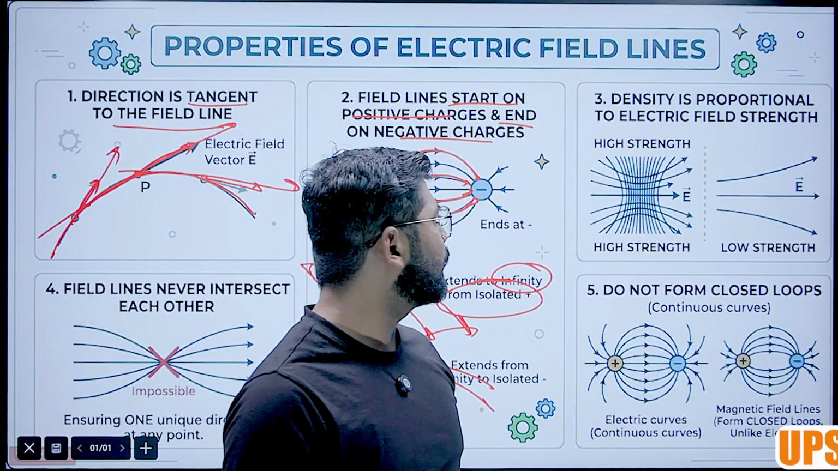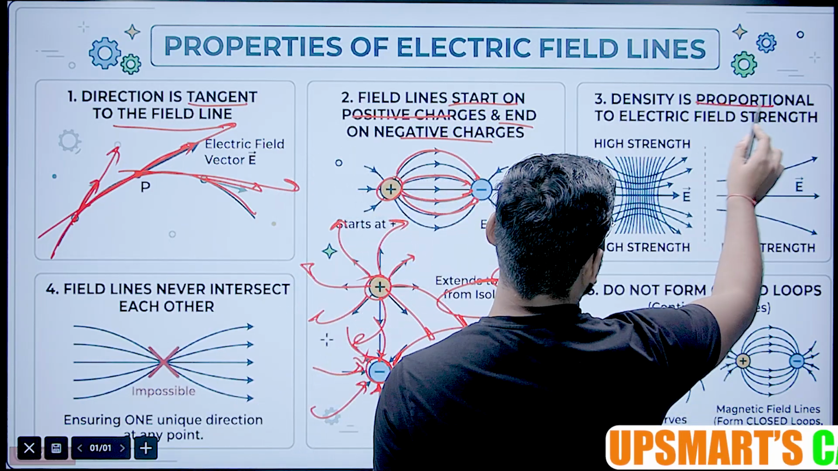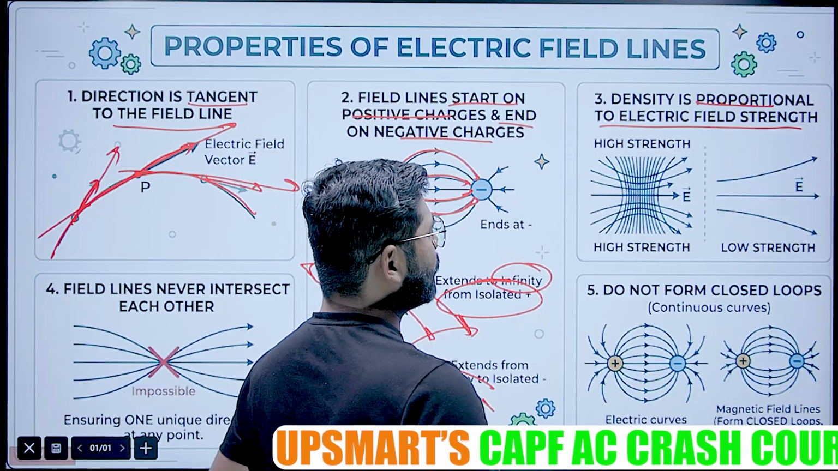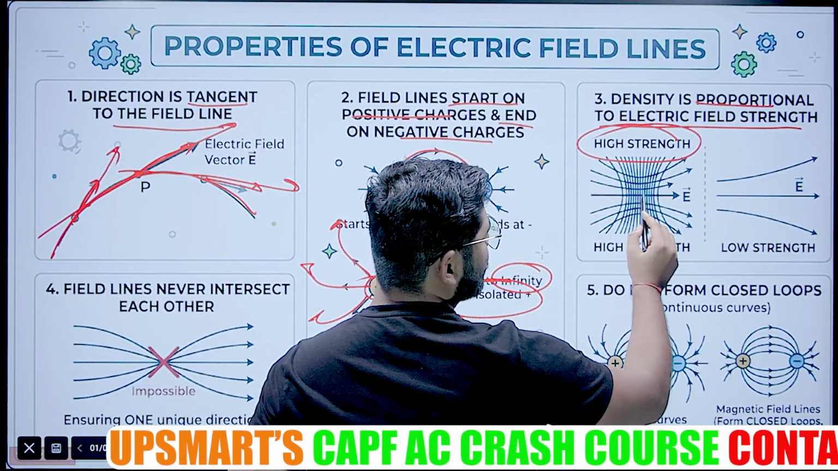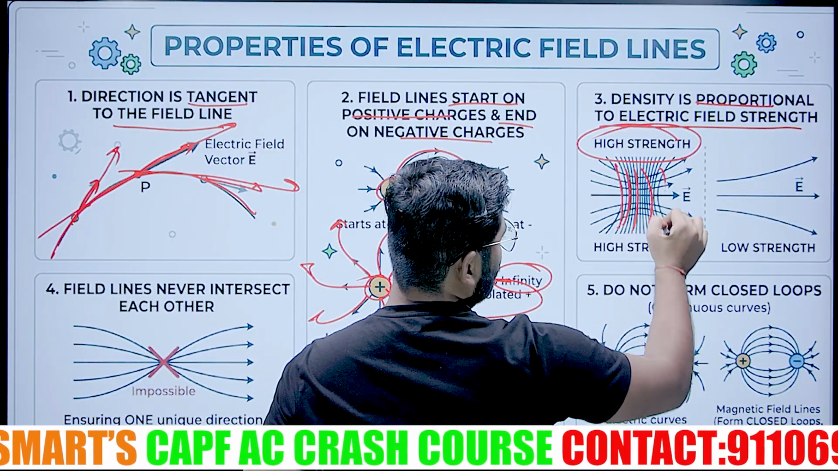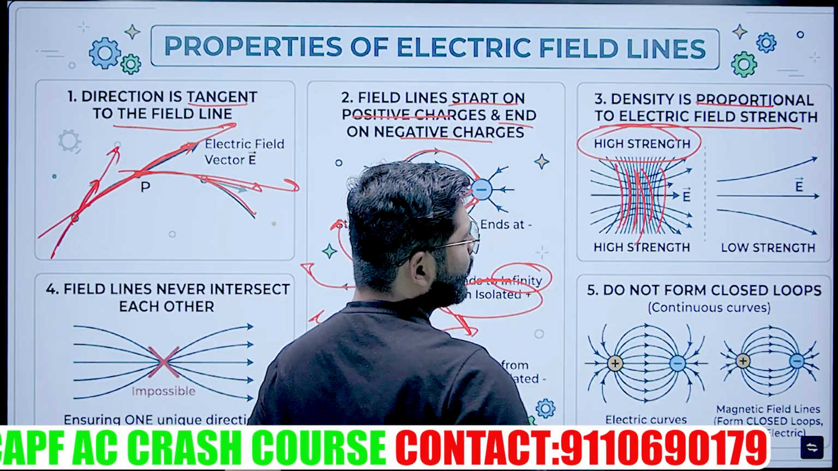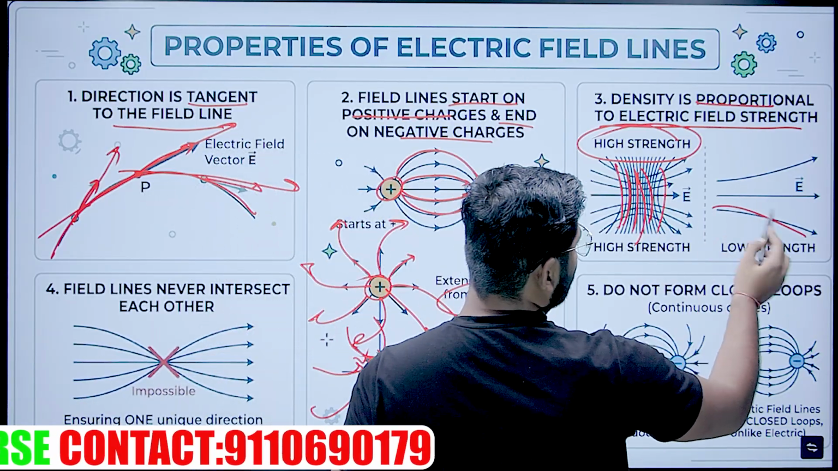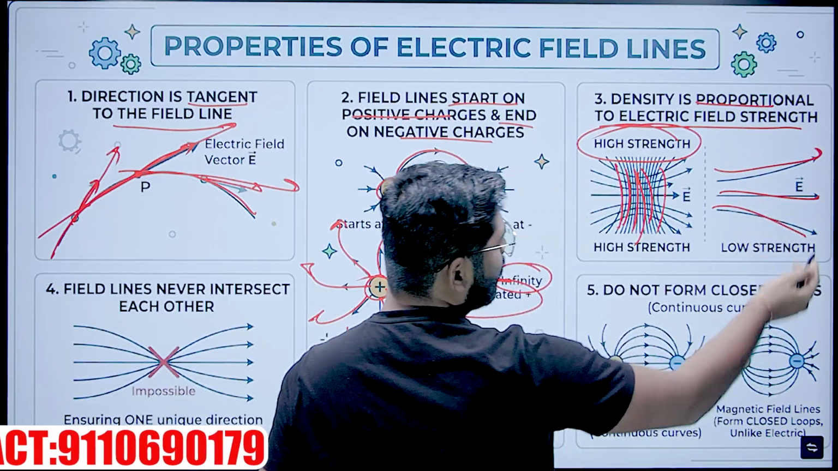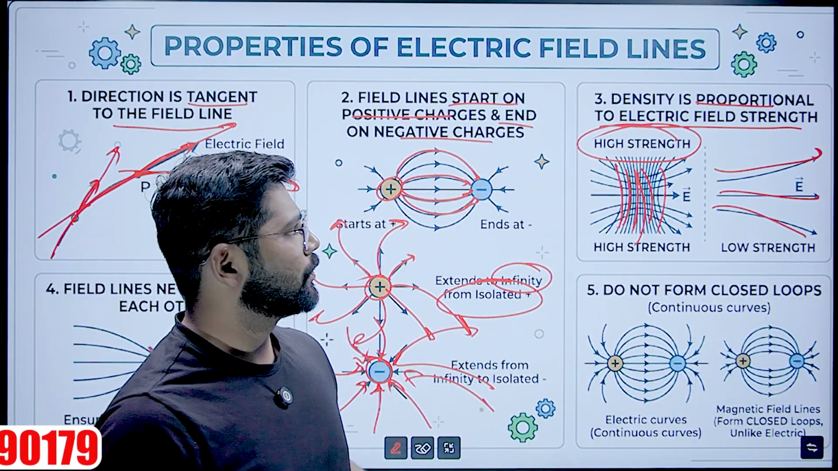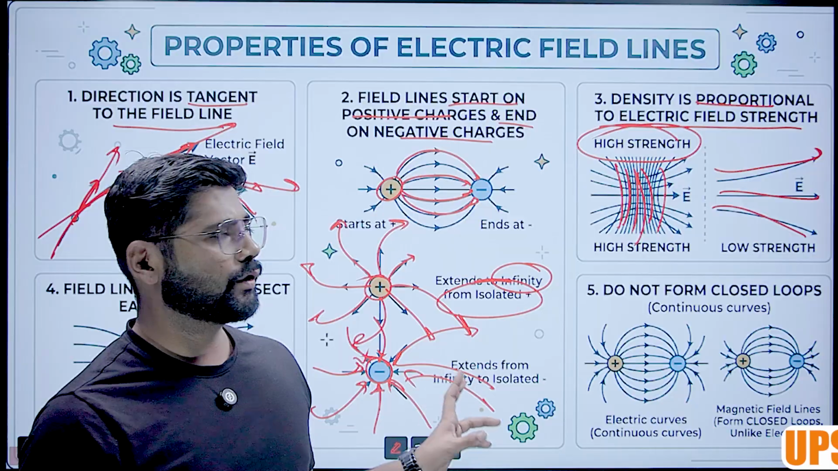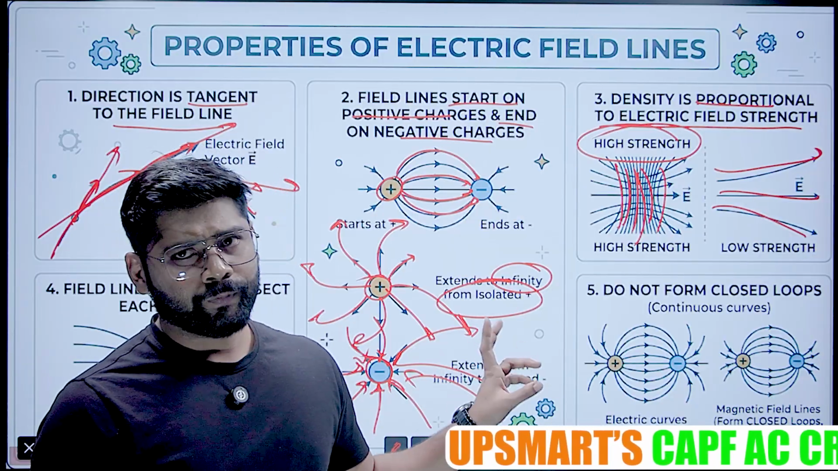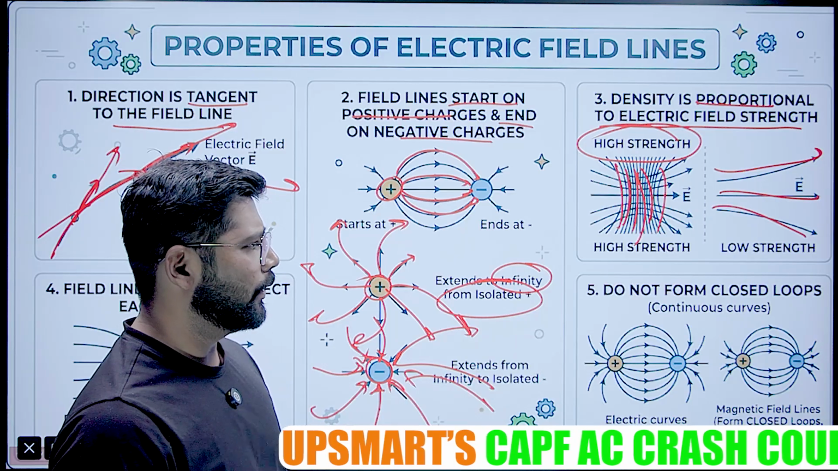Next, the density of field lines is proportional to the electric field strength. High density means high field strength. Low density means low strength. So it depends on the density of the electric field lines. If the density is high, then the strength will be high. If the density is low, then the strength will be low.